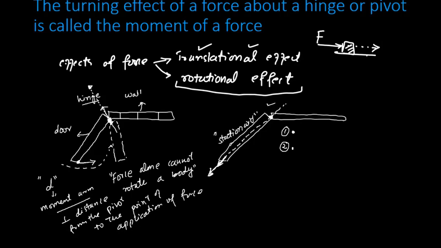Now we are in a position to write a mathematical form for the torque. So torque is represented by a Greek letter. This is the Greek symbol, and we call it tau.